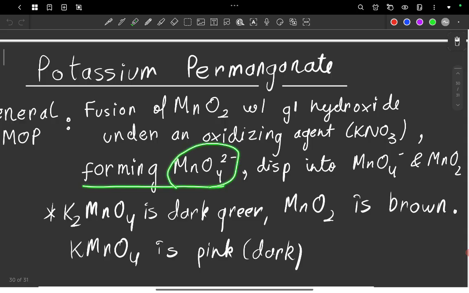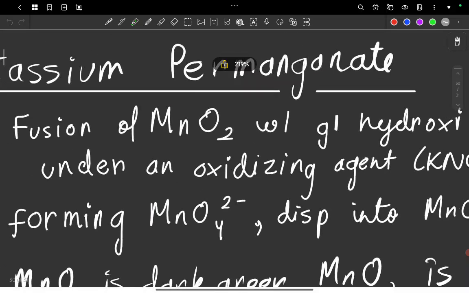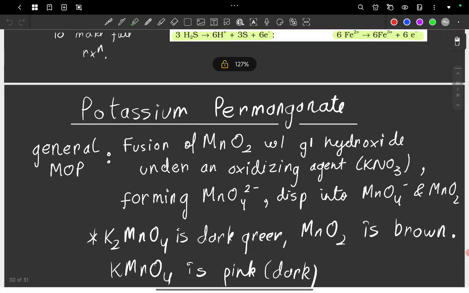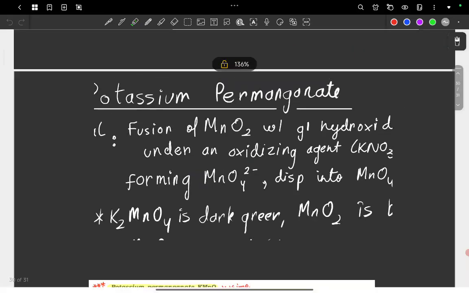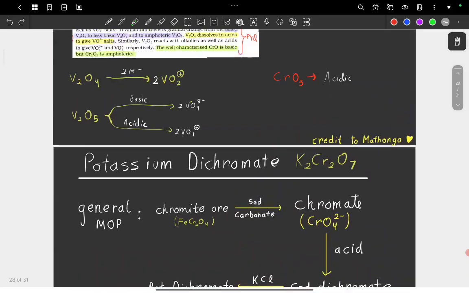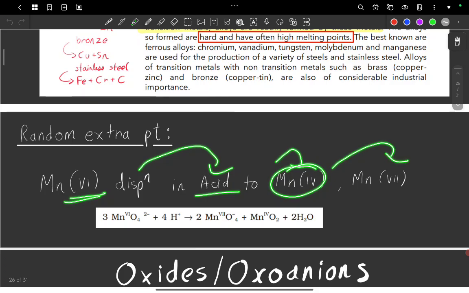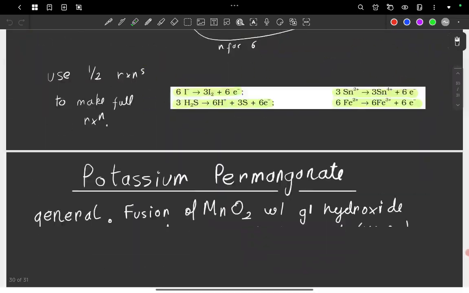this will form MnO4 2 minus. How? Here the oxidation state of manganese is 4 and here it is 6. So the oxidizing agent KNO3 made the plus 4 state into the plus 6 state. And this MnO4 2 minus, remember we studied something earlier: the plus 6 state disproportionates in acidic medium to give Mn4 and Mn7. So the same thing happens here.